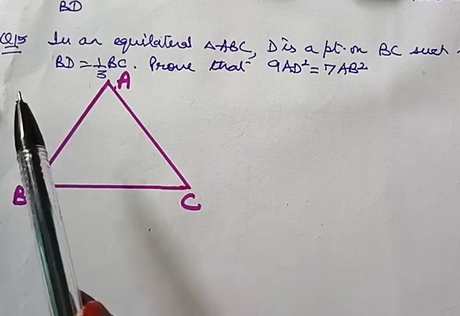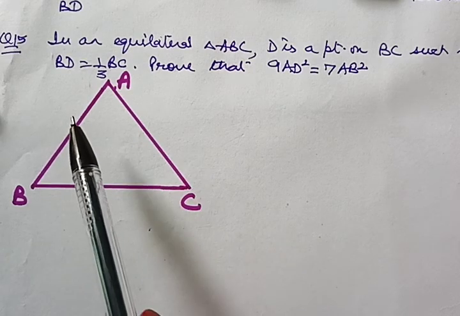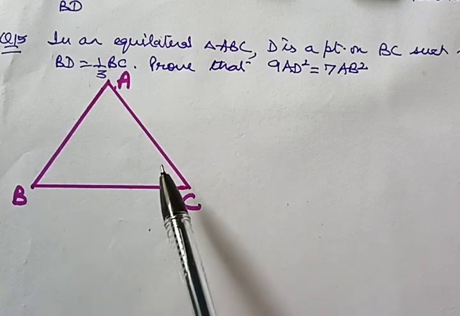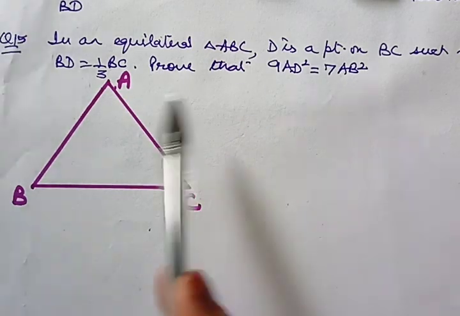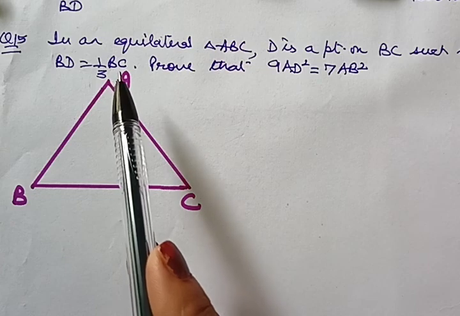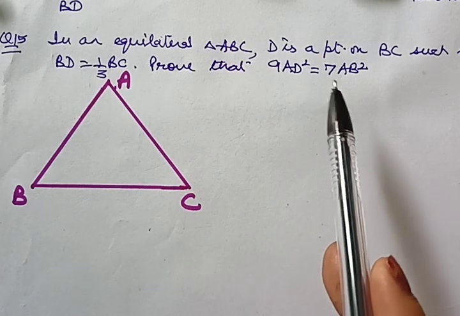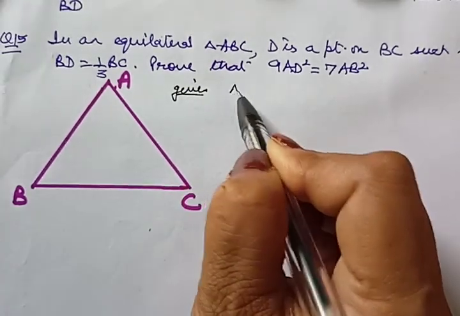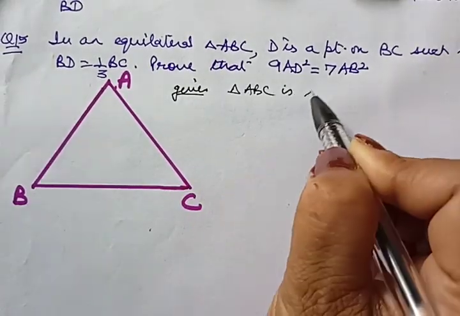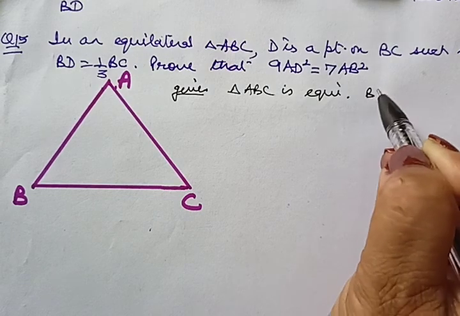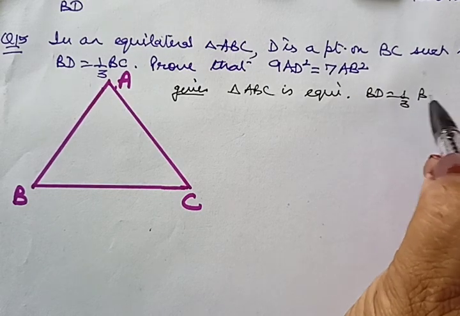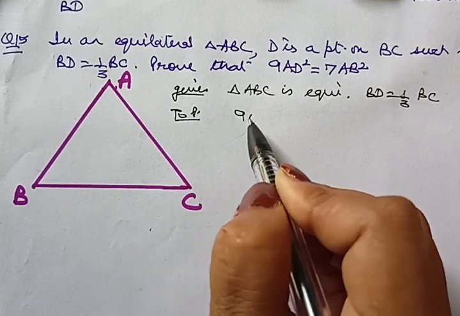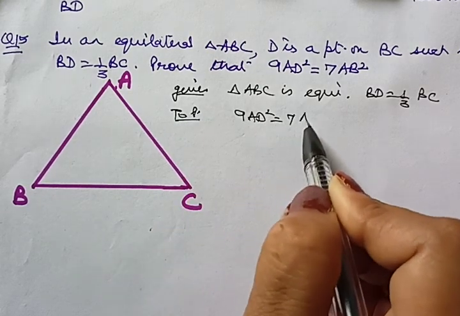Let's take up question number 15, which is the most important question of this complete chapter. It says in an equilateral triangle ABC, D is a point on BC such that BD is 1/3 of BC. We have to prove that 9AD square is equal to 7AB square. So now what is given to you? Given is clearly triangle ABC is equilateral and also BD is 1/3 of BC. And you have to prove that 9AD square is equal to 7AB square.